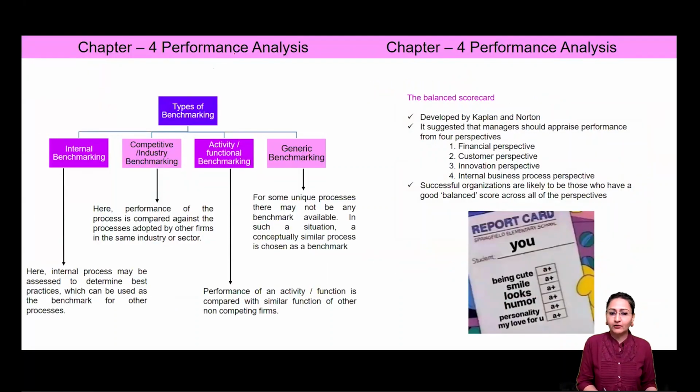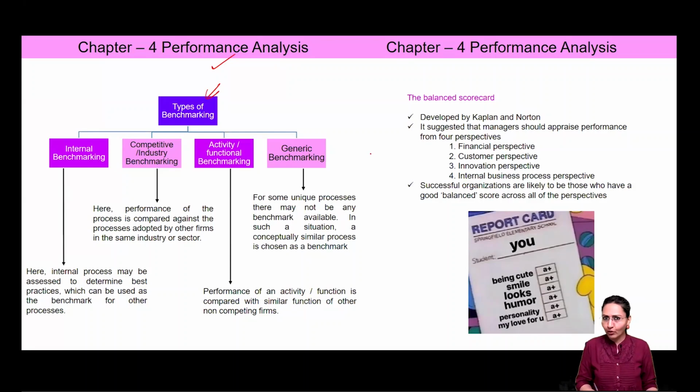Then we come to chapter number 4 on performance analysis. This talks about KPIs, critical success factors, but what you need to remember relates to benchmarking. There are 4 types of benchmarking. Benchmarking in simple terms is when you are making somebody your idol. Idol in terms of an industry which is doing very good, or maybe a company which is doing very good. We can benchmark its performance and we try to reach that benchmark.